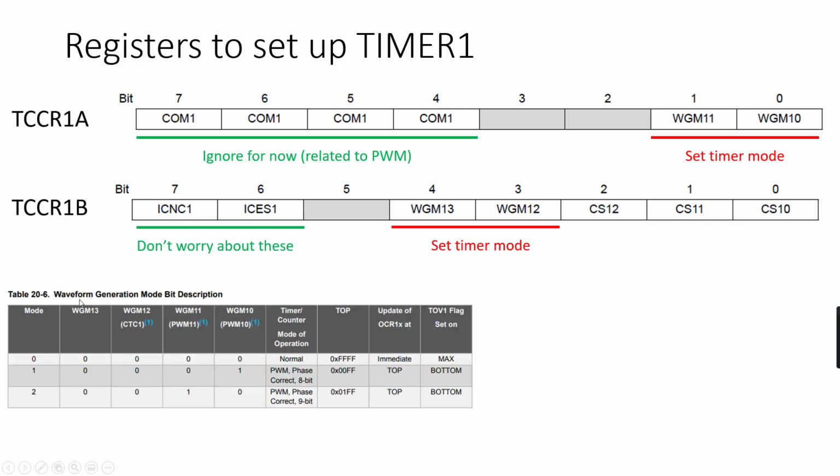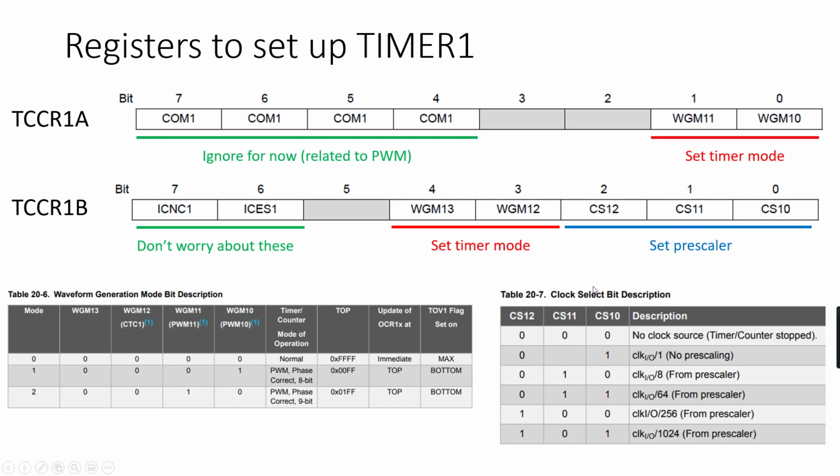There is a table in the datasheet that gives you all of the modes that you can select using those bits. For example, for normal mode, you just leave all of them as zero, but if you wanted to select a certain PWM mode or clear timer on compare mode, which we'll talk about in the next video, you would need to set them to something else. And then finally, we have our clock select bits, which allow you to set the prescaler. Again, there is a table in the datasheet that gives you the values you need to select for those bits. For example, if I wanted to set a prescaler of 8, I would need to set those bits to 0, 1, 0. Again, all of this information is in the datasheet. It's just scattered over a few different pages and can be kind of hard to find.